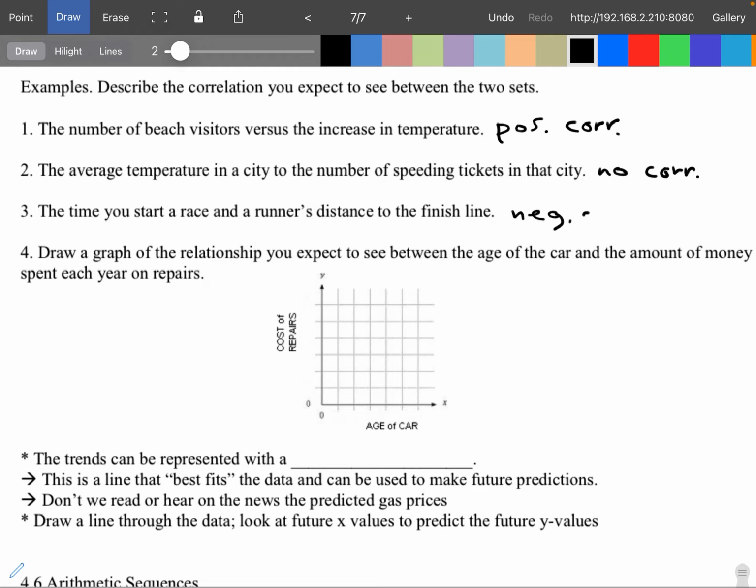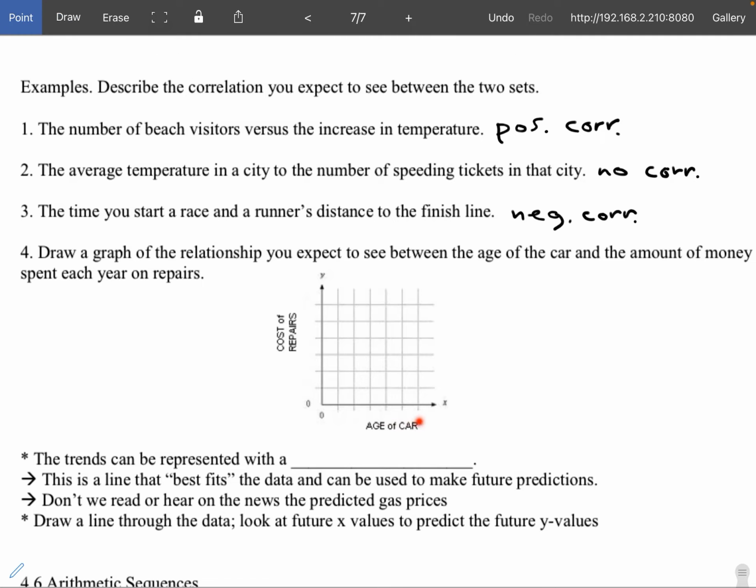All right, the next one. One quantity is the time. So the time is going to increase, right? You're running a race. The time is going to increase. What is your distance to the finish line going to do? That's going to decrease. So is that a positive or a negative or no correlation? Negative. Yeah, that one's a negative. As the time increases, the distance to the finish line decreases.